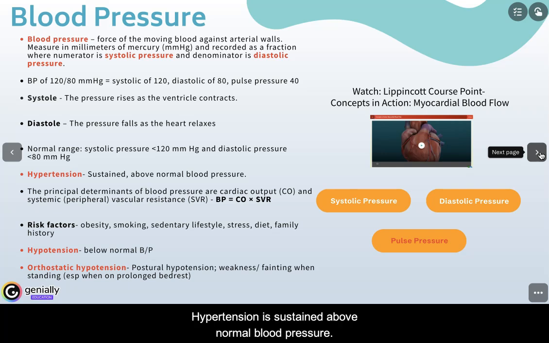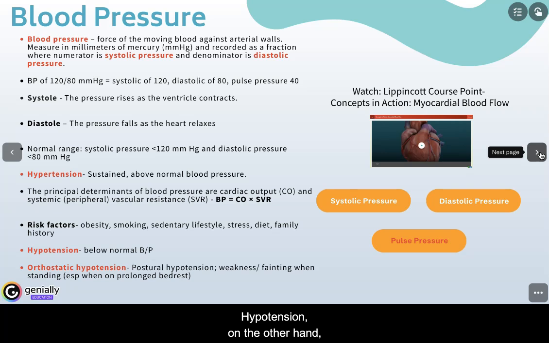What is hypertension? Hypertension is sustained above normal blood pressure. And look at the word used here, sustained, right? It stays above normal. The principal determinants of blood pressure are your cardiac output and systemic vascular resistance. I'll explain this a little bit more in class, and we'll cover this when we cover the cardiovascular system. Risk factors. What are the risk factors for increased blood pressure? Obesity, smoking, sedentary lifestyle, stress, the food we eat, and family history.